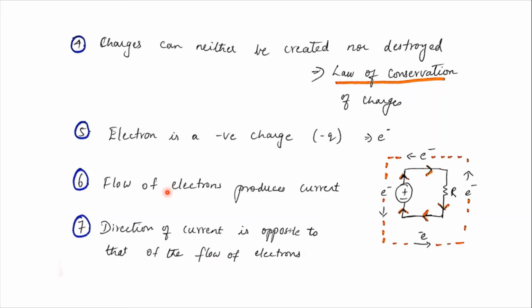One important thing we saw again is the flow of charges. These electrons are the negative charges, and the flow of these negative charges produces current in any circuit. The direction of the current is opposite to that of the flow of the electrons. So this is about the basics of charges.